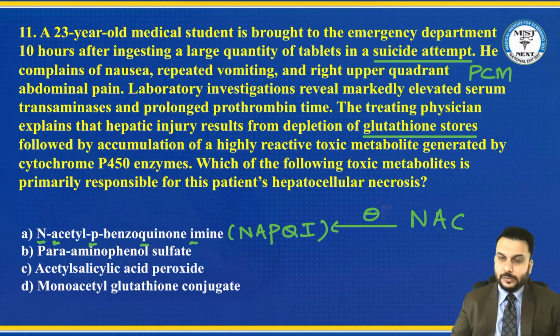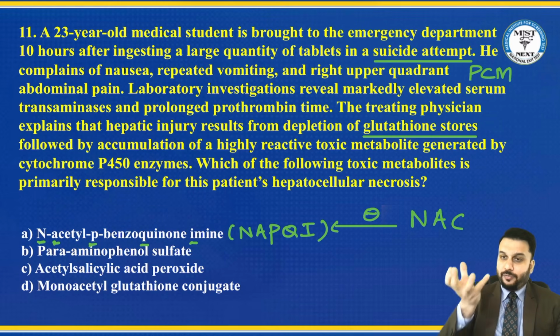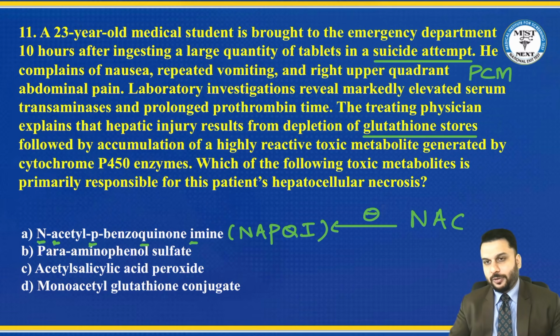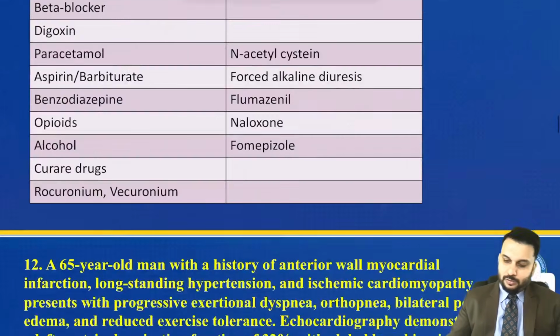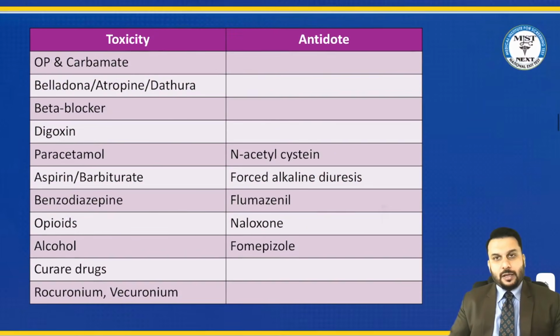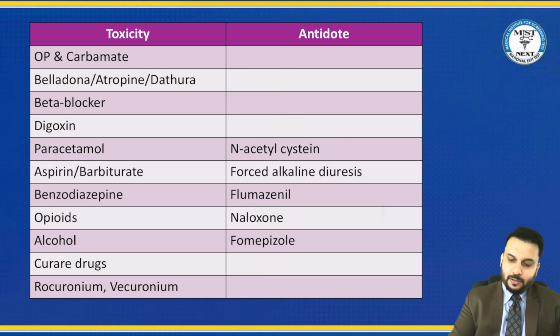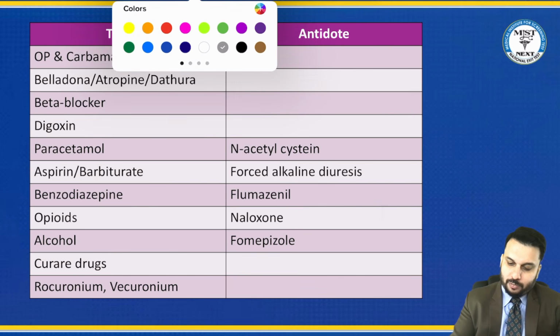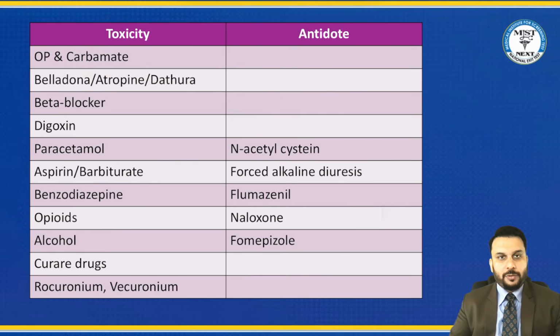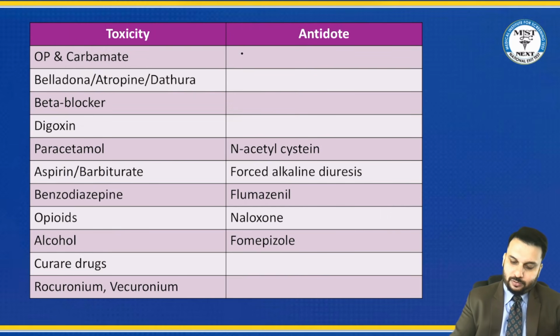Okay. You must know that when somebody ingests paracetamol, on the first day the liver enzymes will start to increase, and eventually by day 2-3 there will be damage to the liver. Next in this, you'll be able to see the different antidotes. If they ask you what is the antidote for, let's say, OPs or carbamates, then we have to say the drug of choice for this is called atropine.